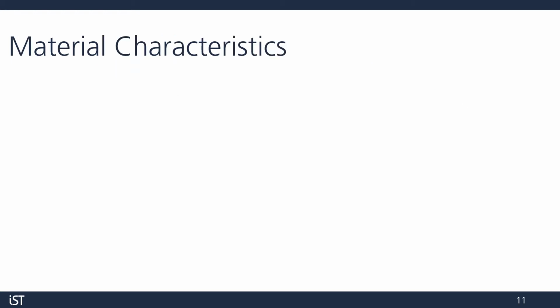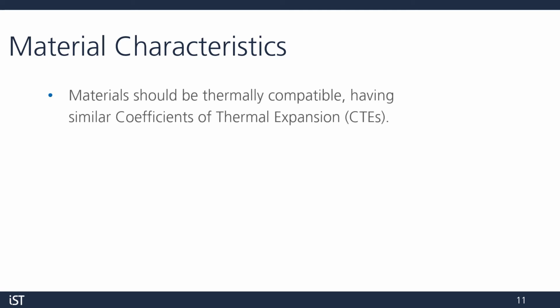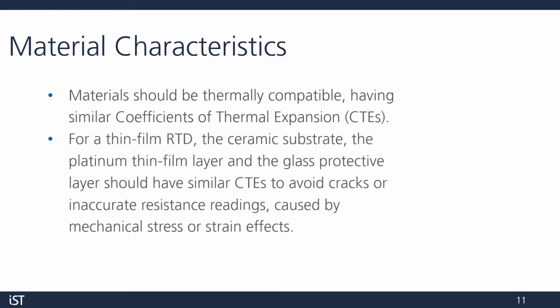One important thing to think about when selecting sensor materials is thermal compatibility. Materials should be thermally compatible, having similar coefficients of thermal expansion, or CTEs. The CTE determines how much a given material will expand with a certain temperature increase. For a thin film RTD, the ceramic substrate, the platinum thin film layer, and the glass protective layer should have similar CTEs to avoid cracks or inaccurate resistance readings caused by mechanical stress or strain effects.